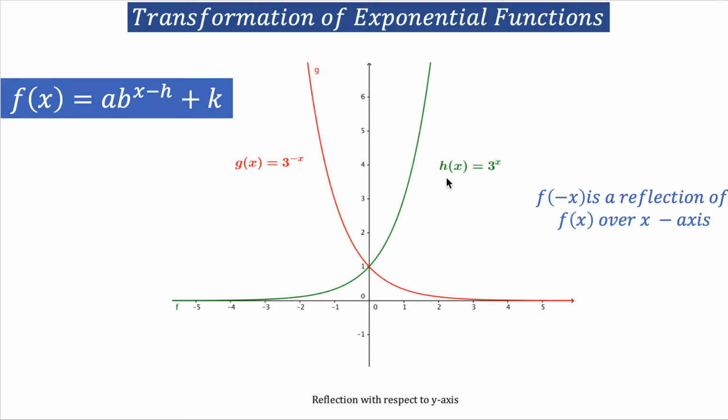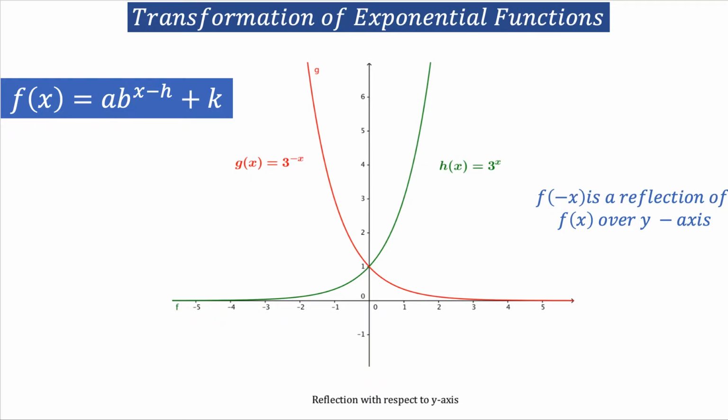So now we have h of x equal to 3 to the exponent x, and g of x equal to 3 to the exponent minus x. So this represents a reflection over the y-axis. For instance, f of minus x, if we change the sign here, f of minus x is a reflection of f of x over the y-axis. So this is f of x, and if we change just the sign to minus, it is going to be the reflection over the y-axis.